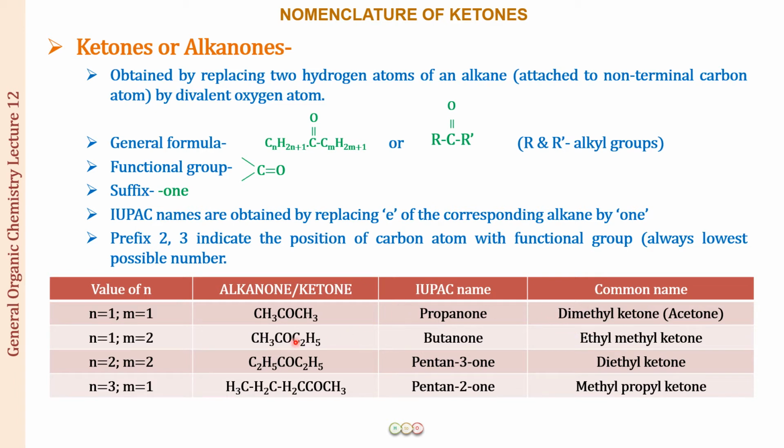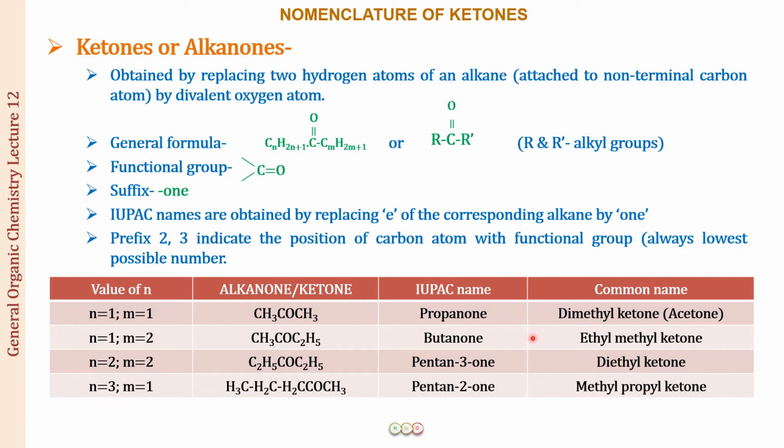For example, we have a methyl group here and a methyl group here. So this becomes dimethyl ketone, right? Next we have a methyl group here and an ethyl group here. Arrange them alphabetically and you get ethyl methyl ketone. Next we have an ethyl and an ethyl, so again this becomes diethyl ketone, and here it is going to be methyl propyl ketone. Again, this is arranged in alphabetical order.